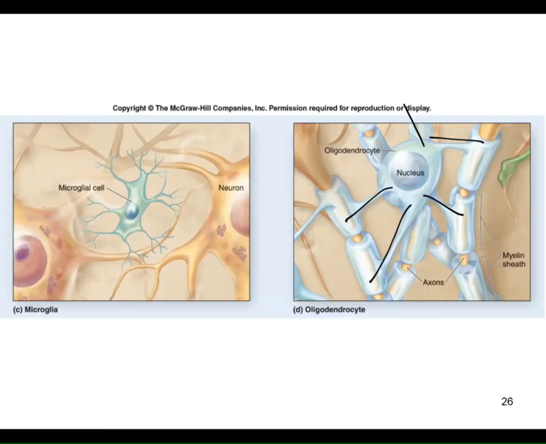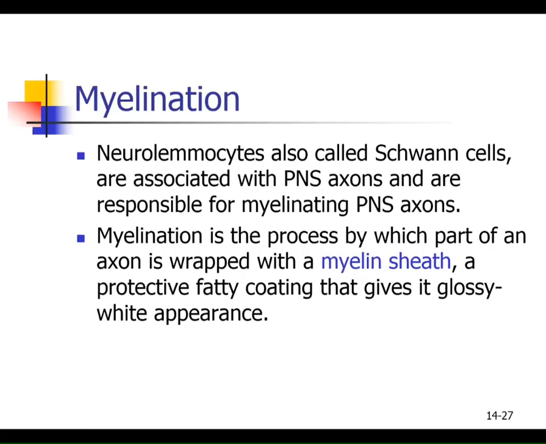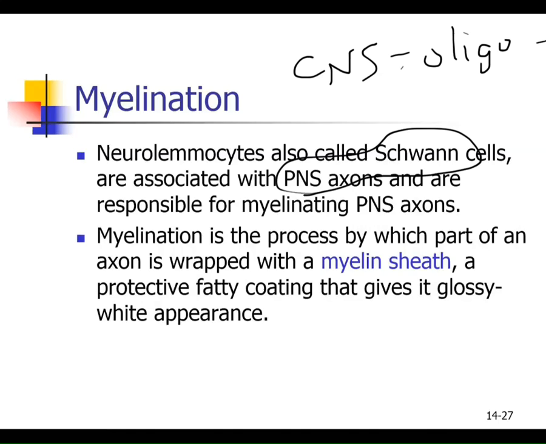So what is this myelin? What's the deal with this stuff? Myelin is made, as I've said 3 or 4 times now, by the neurolemmocytes, a.k.a. the Schwann cells, when we're in the peripheral nervous system. So we've got to connect these terms, Schwann cell and PNS. Always, always, always. Whereas in the CNS, myelin was made by what? Oligodendrocytes, right? So just keep those two different terms in mind.